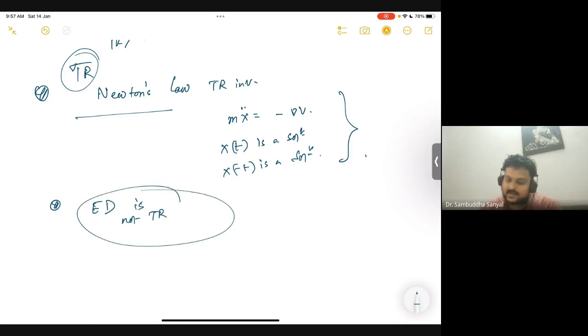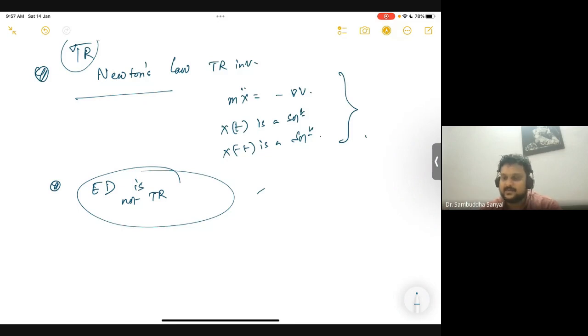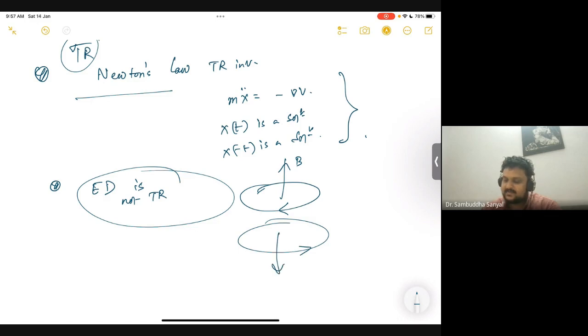Okay. Why? Because we know time reversal means motion reversal. If a charged object is moving in this way, it will produce a magnetic field like this. But if I flip the motion, which means make it this, then the magnetic field will be this way. So that's the simplest demonstration of how electrodynamics is not time reversal symmetric.